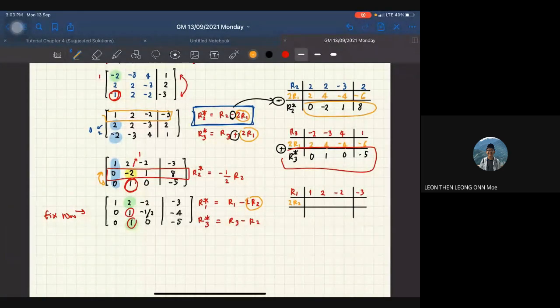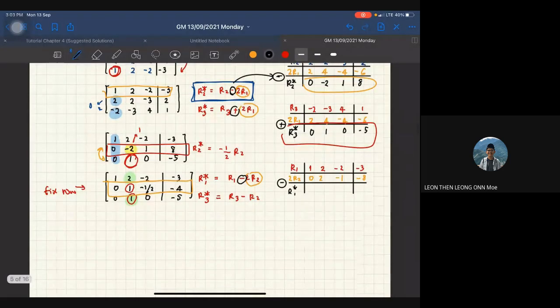Okay, so row 2 kita is this one. So awak darabkan everything dengan 2. So kita ada 0, 2, -1 and then -4 times 2 is -8. Okay, so kita tengok kat sini, kat tengah ni, our process over here is minus. So maksudnya awak akan minuskan row 1 dengan row 2 to get your new row 1.